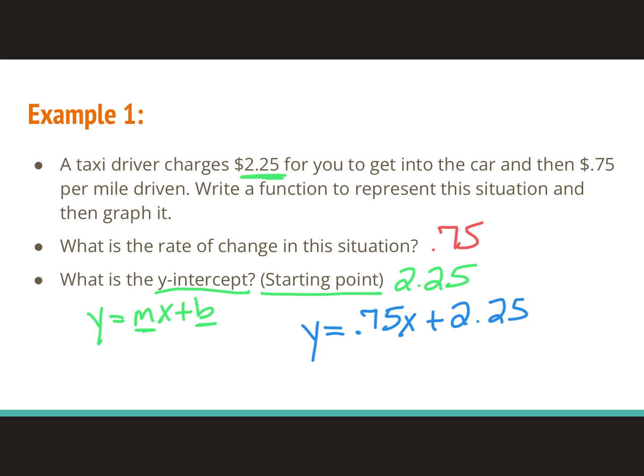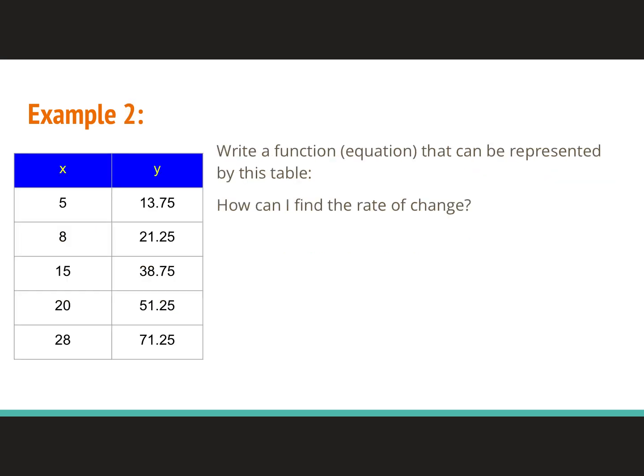Okay, so now let's talk about what happens if I'm given a table instead. So how could I find the rate of change? So remember, it is change in y divided by change in x. So I can choose any 2 points. So I'm going to choose this point, and to make my math a little easier, I'm going to choose this point. So change in y divided by change in x.